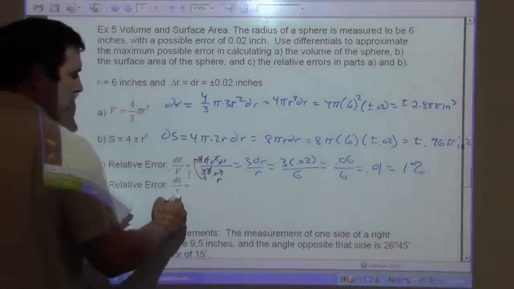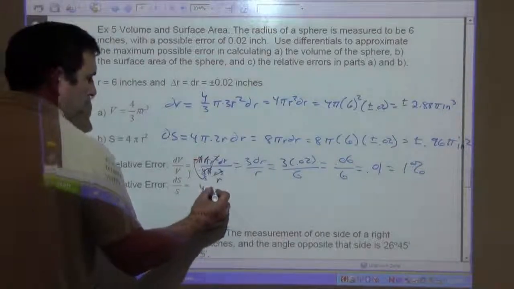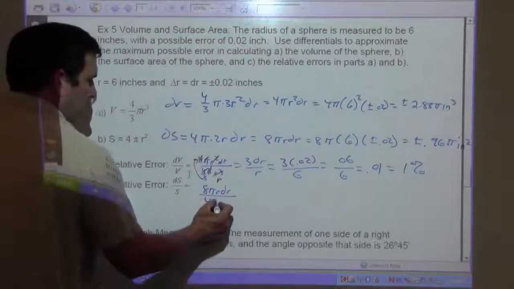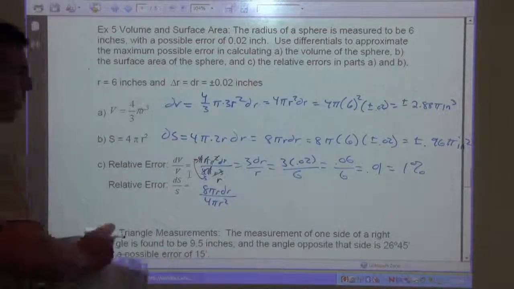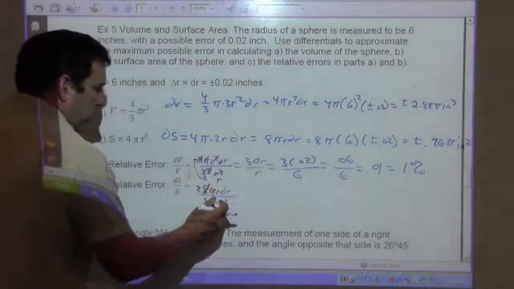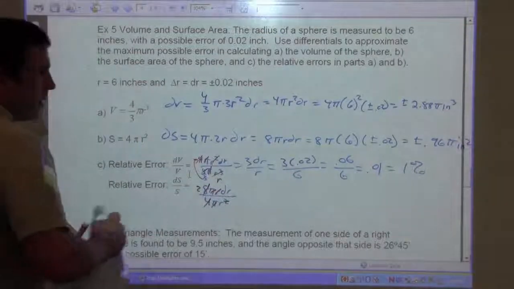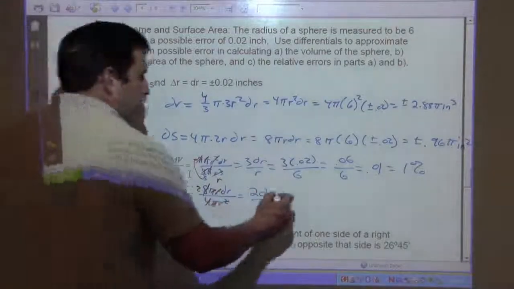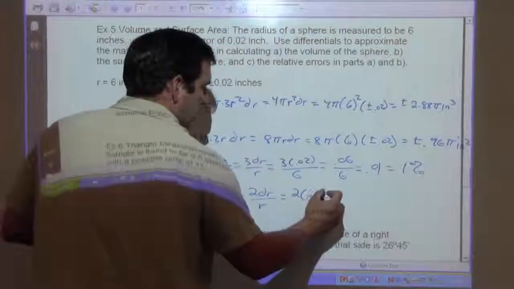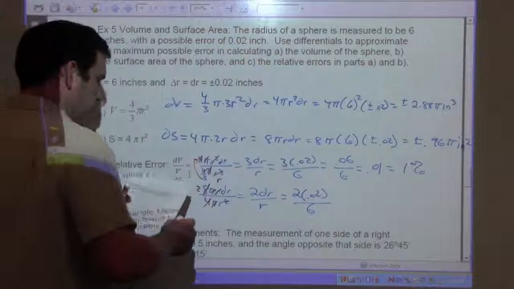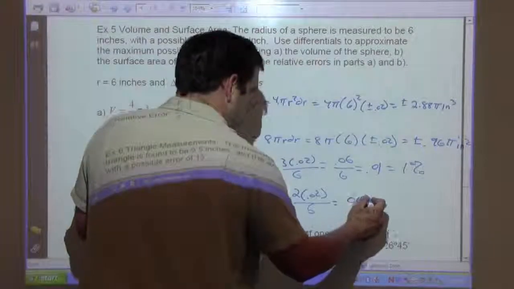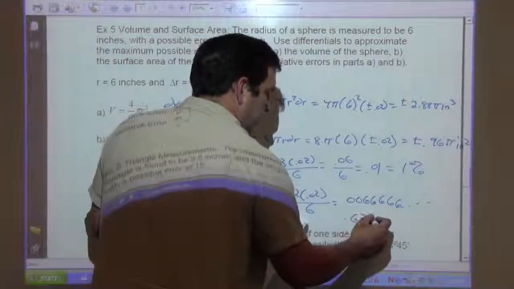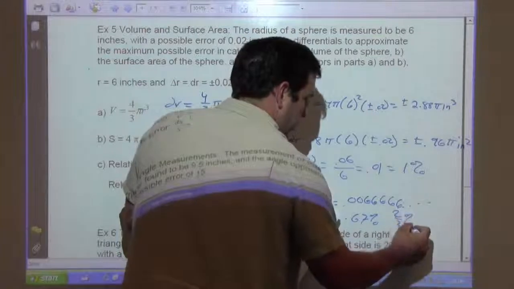And dS over S, that's going to be 8 pi r dr over 4 pi r squared. Well, 8 divided by 4 is 2. The pi's divide, r and r squared leaves us 2 dr over r. So that's going to be 2 times 0.02 over 6. It's 0.006666. That's going to be 0.67% or 2/3%.